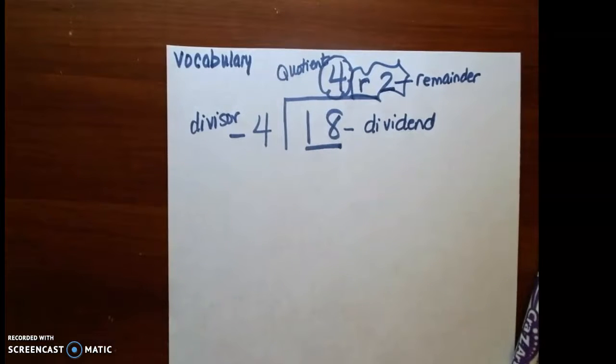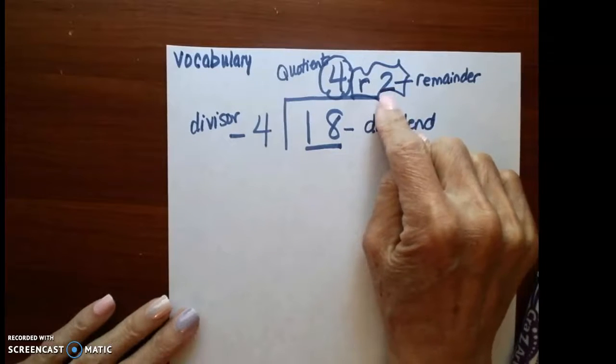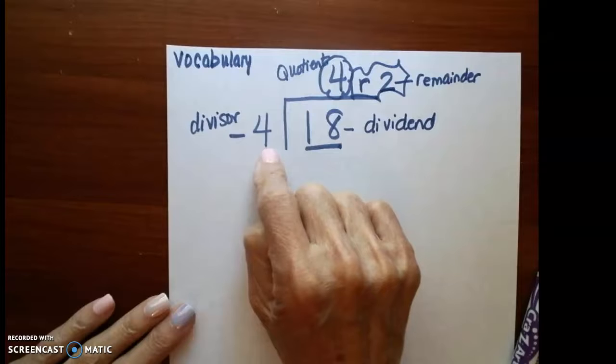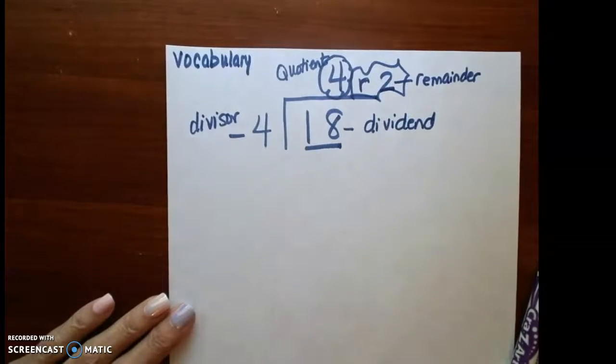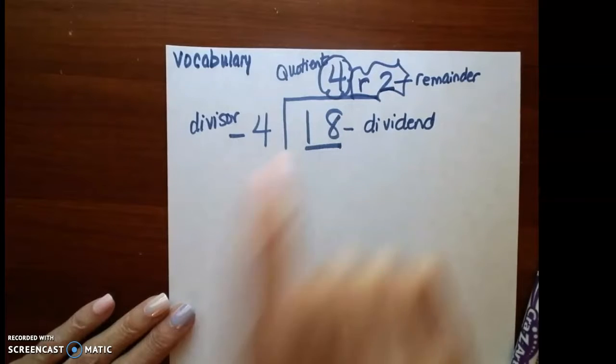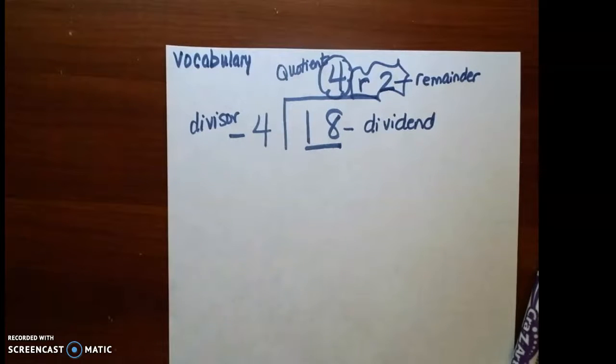And your remainder is what's left over. You don't have enough to make another equal group. So your remainder is what is left over. You don't have enough to make an equal group. And your remainder is always going to be less than your divisor. That makes sense, because if your remainder was 5, then we would have another group of 4. So keep that in mind when you use your division.